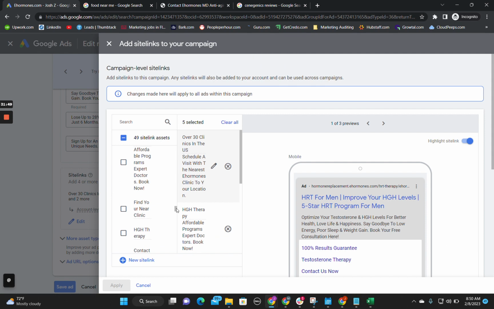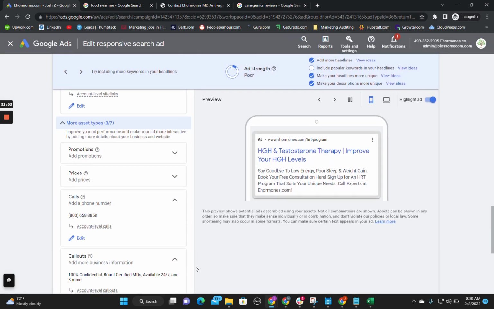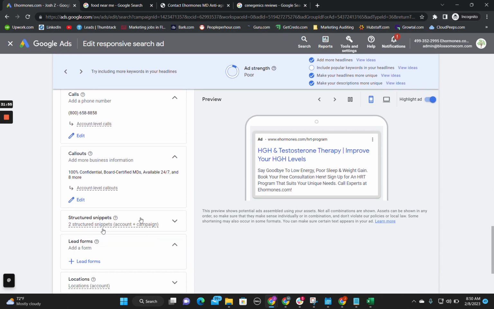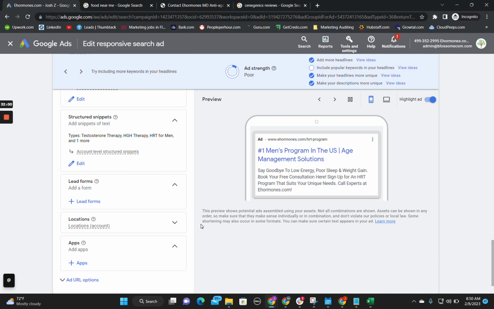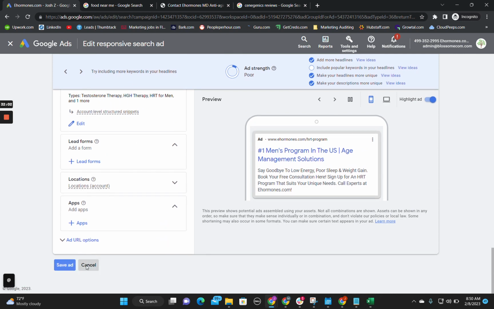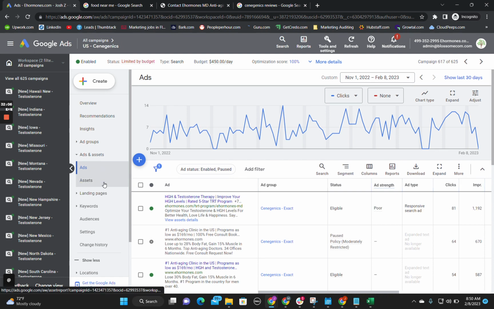Okay. So, yep, this is all looking good. None of them say disapproved. If it did say disapproved, we would make a note of that. Phone number is good. Structured snippets. Okay, they just have account level. That's fine. All right, we're going to cancel that and leave. So that is our recommendations for there.